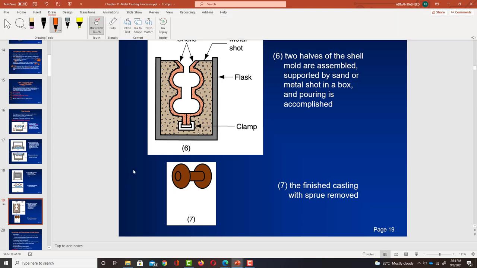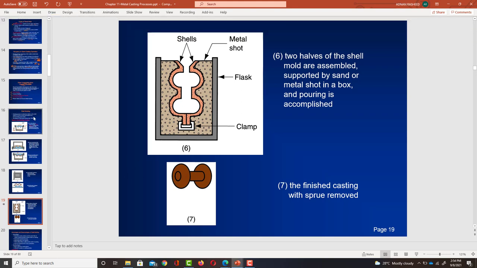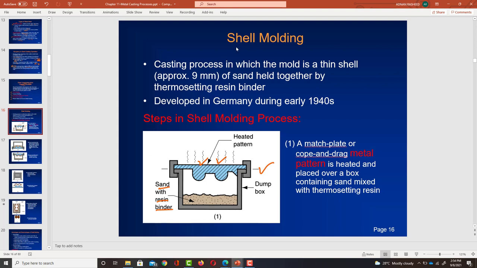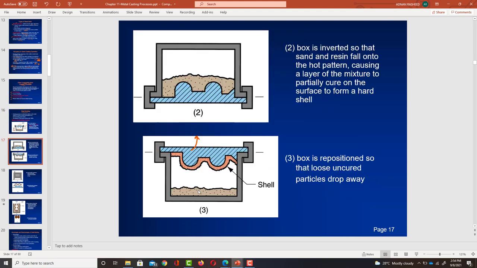So I will again repeat, you do not need to memorize each and everything. So in this case you can see that this is shell molding, in which you have a match plate or pattern cope and drag plates. So you have to heat them and place them on the dump box having some sand with resin. Then you have to invert that box and leave it for some time. The sand will stick to the plate.